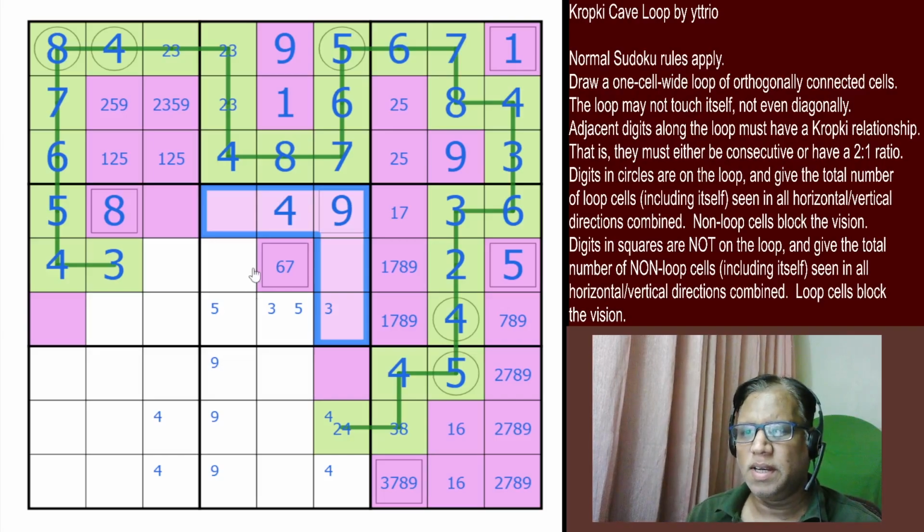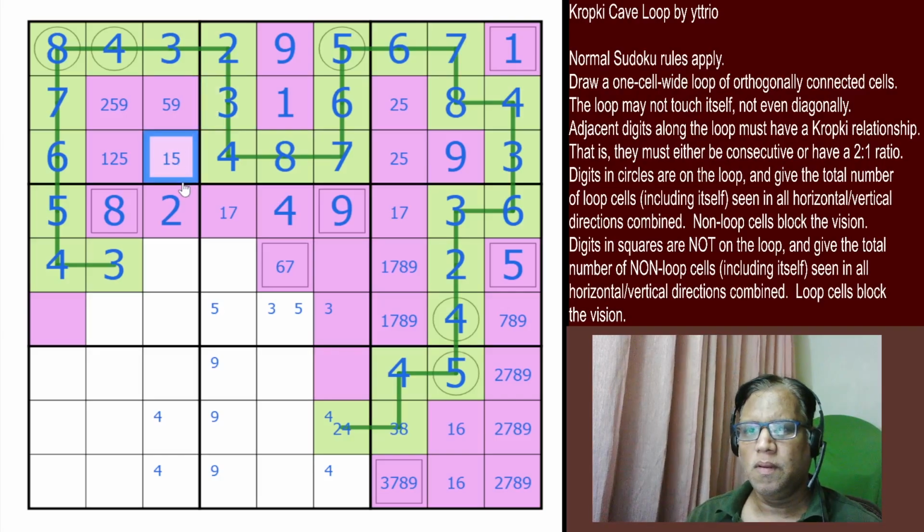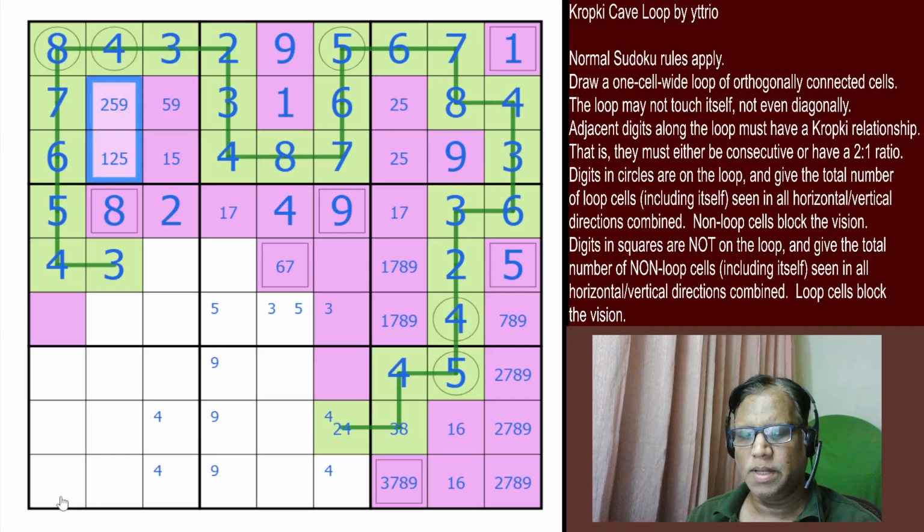Oh, these 3 digits, right? That's 1, 2, 7, isn't it? 27. And that's not 2. So 17. That has to be 2. Oh, so that has to be 3. That's 2. That's 3. That's not 2, 3. That's not 2. So 2 is somewhere here, right? So that means 2 will be here.